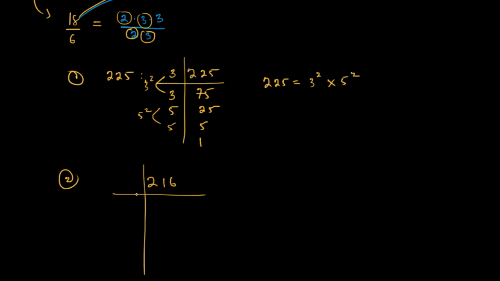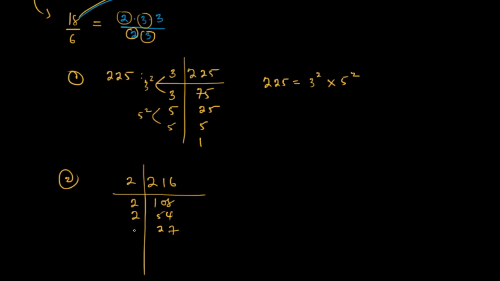So this is an even number. So we can start with 2. So 2 in 216, you have 108. Then 2 can still go because this is an even number. So you have 54. This is also an even number. You have 27. So 2 can't go anymore.